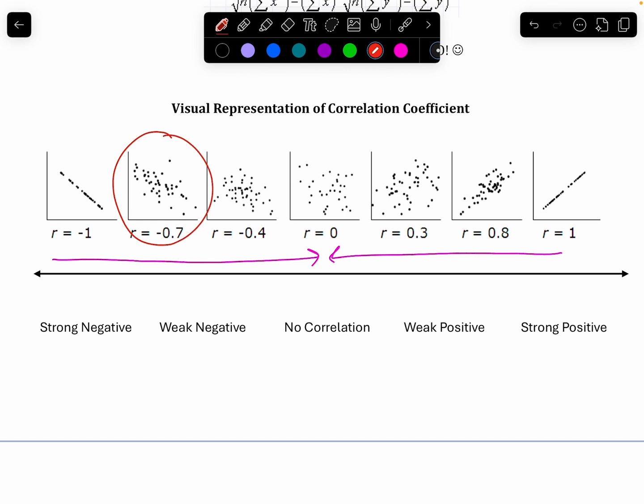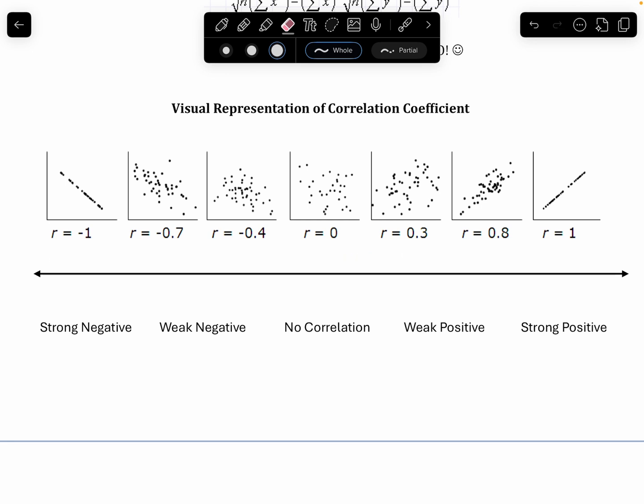At -0.4, you can kind of see a negative trend if you squint your eyes a little bit. And then at -0.7, you can definitely tell that there's a negative trend to the data, but the data points are not very close together. So this is kind of what we consider strong correlation and weak correlation.